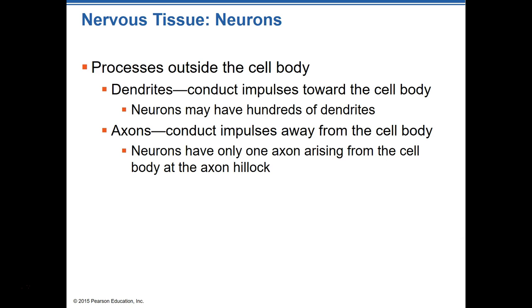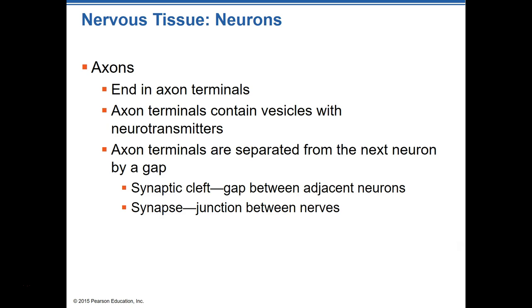And then, of course, we have the axon that conducts the impulse away from the cell body. And it may only have one, arising from the axon hillock. Some of them may branch too. So they're not all always the same looking, because remember I told you there were different types of neurons. But the axon hillock is important, and it's got to reach threshold. It's got to reach a point where the signal's strong enough for threshold to occur at the hillock before that impulse is sent down the rest of the axon.